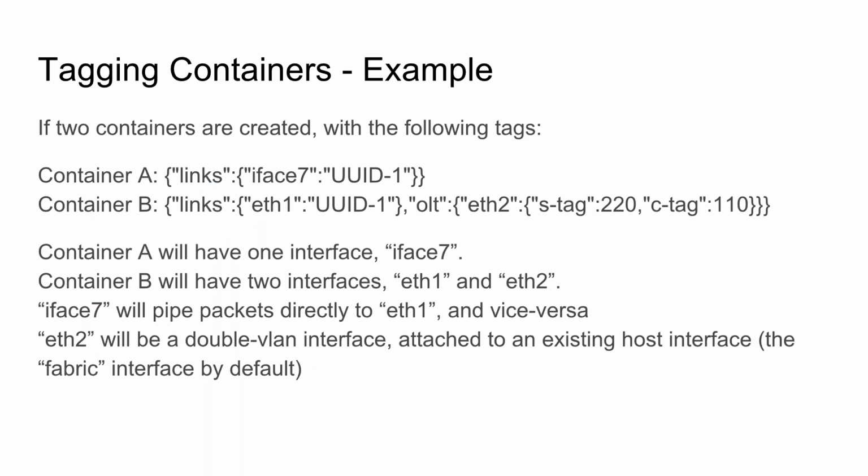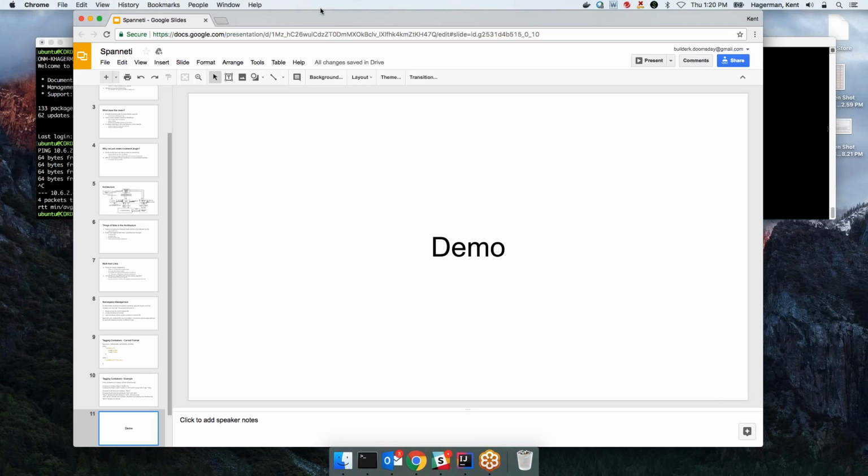I'm going to create 2 containers. One of them will have a single interface, and the other will have 2 interfaces. One of the interfaces in container A will be connected to one of the interfaces in container B, and the other interface in container B is a double VLAN interface. So I'll skip to the demo.